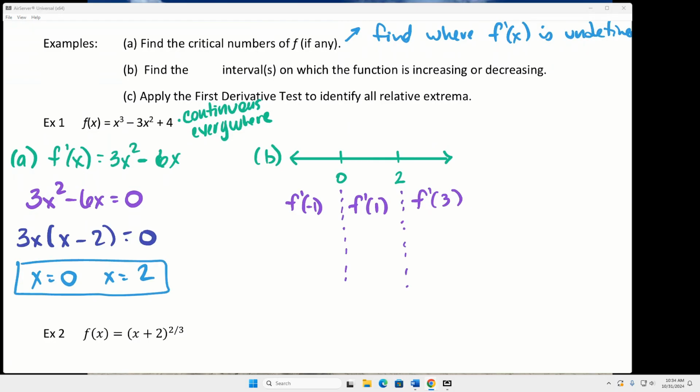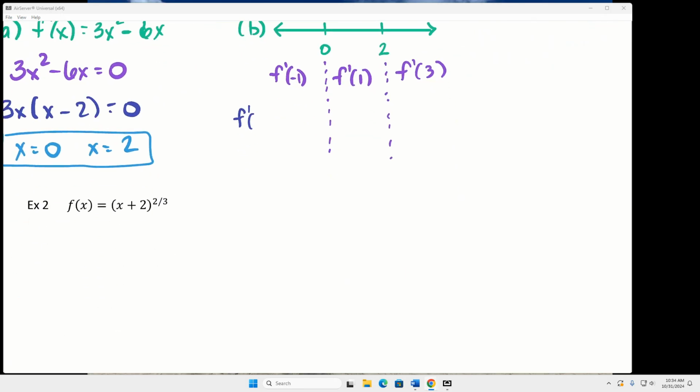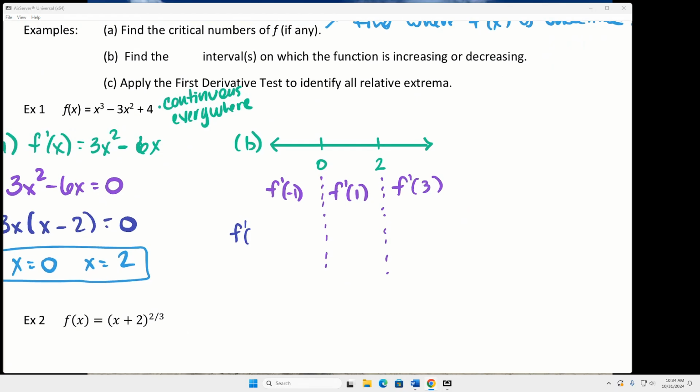All right, and I would try to do as much of this as possible without a calculator. If this was a calculator question, it would be really easy. It would be really easy to find intervals of increasing and decreasing and relative max and min with a calculator. So this is not something that you would be doing with a calculator.